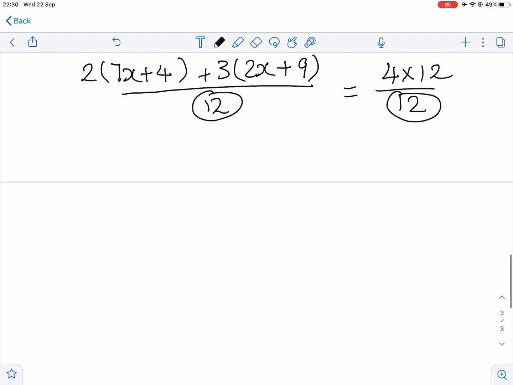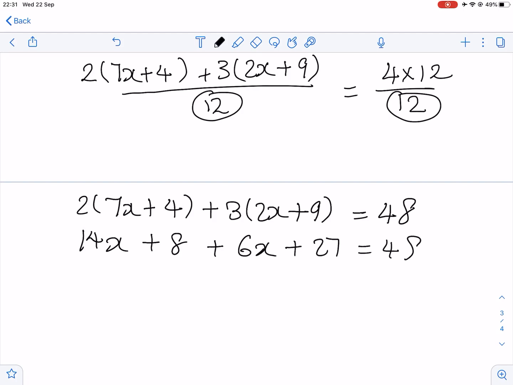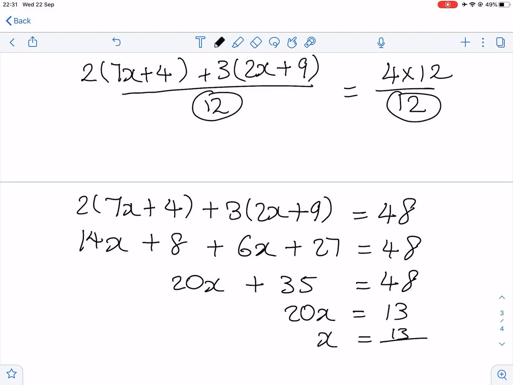So I have 2 brackets 7x plus 4 plus 3 brackets 2x plus 9 is equals to 48. So I can solve for x because my denominator is the same, so I'm only going to look at my numerator. So expand your bracket, I have 14x plus 8 plus 6x plus 27. Simplify it, I have 20x plus 35 equals to 48. I have 20x equals to 48 minus 35 is 13. So my x is 13 over 20.